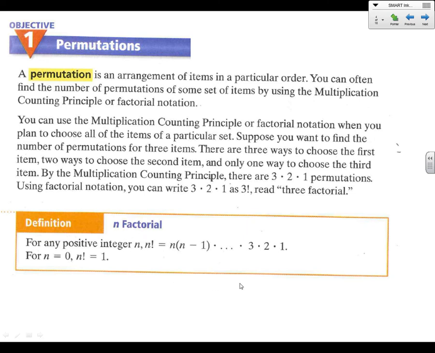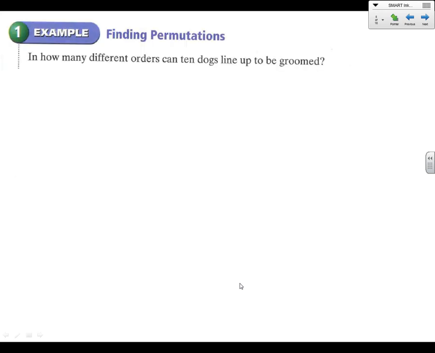So factorial, if we do 4 factorial, and the exclamation mark is the symbol for factorial, what that means is multiply the numbers starting at 4, take yourself all the way down to 1. 4 times 3 is 12, times 2 is 24. All right? 10 factorial would be 10 times 9 times 8, all the way down to 1. So, in how many different orders can 10 dogs line up to be groomed? How many dogs line up first? Well, there's 10 dogs for the first spot. How many dogs are left over? There's 9 dogs for the second spot. How many dogs are left over? 8 dogs for the third spot, and so on, all the way down to 1.